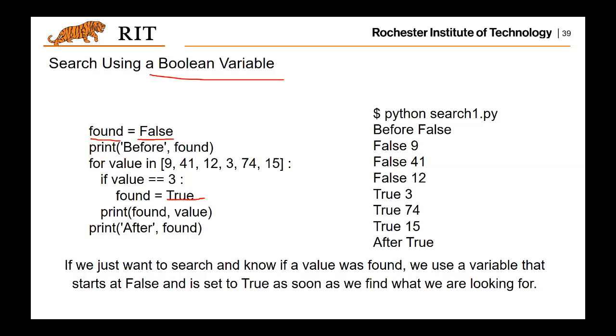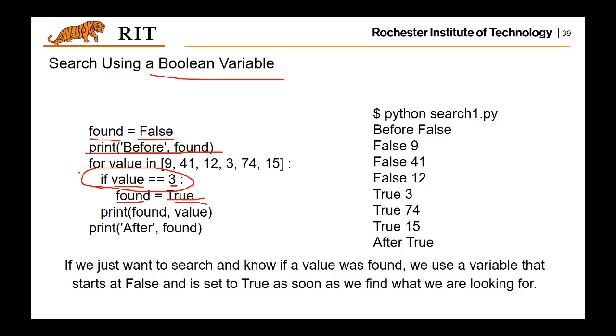Initially found is set to be false, and then print one line, print what found is, and then loop through the array. And there's a condition set up here that only if value is equivalent to 3, found will be set to true. And that's the case.